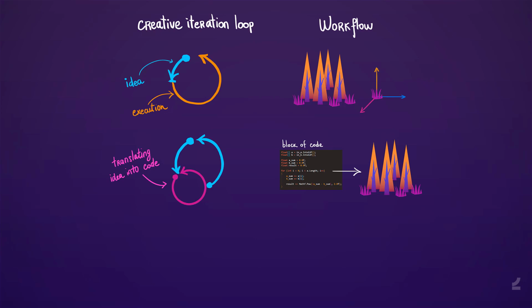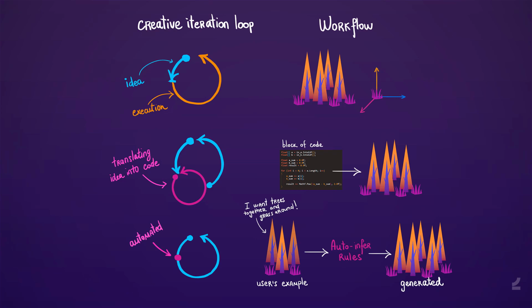Another way would be to write a small procedural algorithm to have the computer do the tedious work for us. However, writing an algorithm requires translating creative intent into logic-based code, which is time-consuming and poses a knowledge barrier for many. And it also forces us to interrupt our creative loop to solve the idea-to-code translation problem. With example-based placement, we would like to automate this process, thus reinforcing our creative loop without interrupting it.